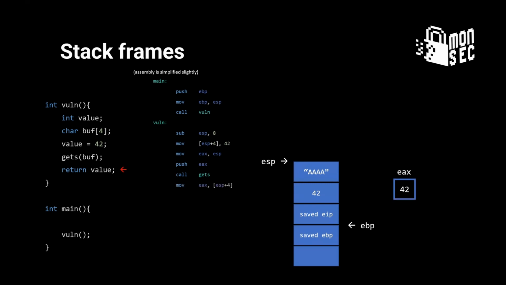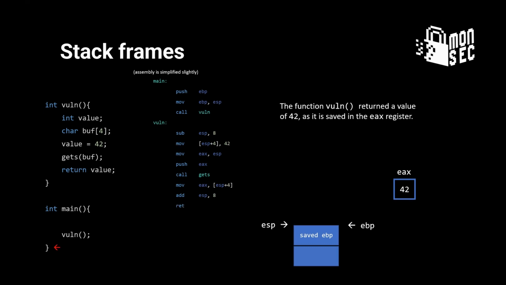And then the next thing it needs to do is return. As I mentioned earlier, the EAX register is the register that by convention stores the return value of functions. So it says move the dereferenced ESP plus 4 into EAX. Keep in mind, this is ESP plus 4, the memory address that points to this area. So that's moved into EAX. Then it does add ESP, 8. Now that the function is about to return, we don't need these local variables anymore. We can just completely delete them, or let's pretend they don't exist. Add 8 to ESP to wipe the stack frame, and then return.